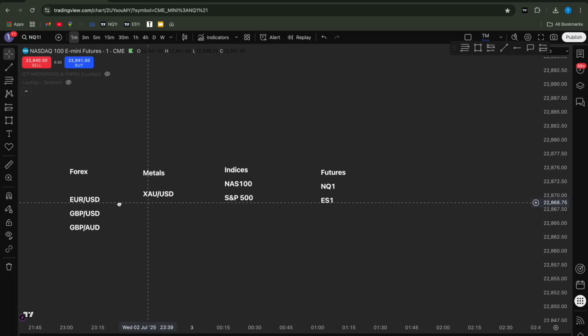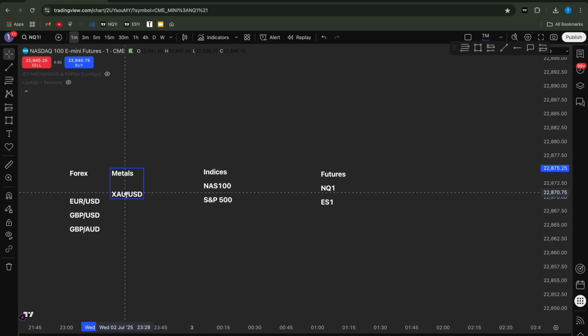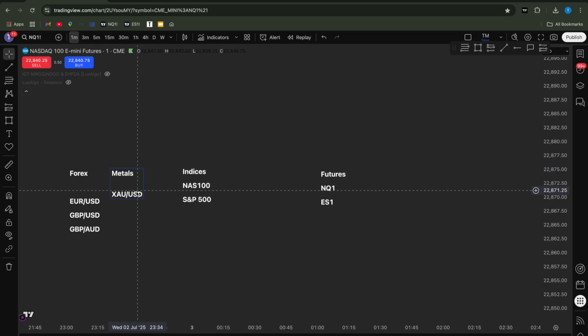So remember that. Indices, you've got NAS 100 and the S&P. You trade these in the same way as these two here. NAS 100 is just the top 100 American stock companies, and the S&P 500 is the top 500 American stock companies. So again, same thing. You do your analysis on TradingView, you execute on MetaTrader. You'll see all of them on MetaTrader if you've got that.